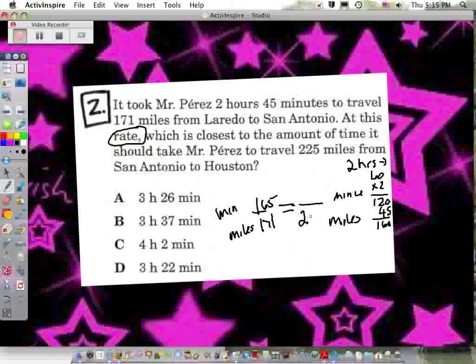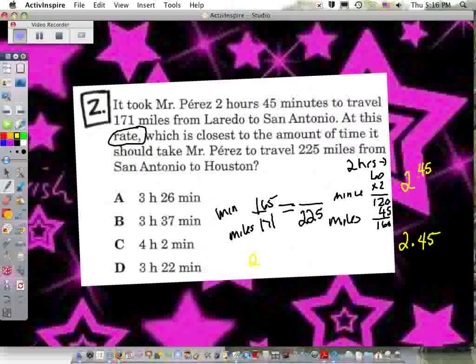You're going to put 225. You're trying to figure out how long it takes to get to Houston. All right, you cross multiply and divide. I'm going to show you a mistake that some of y'all have already made. Y'all put 2.45. This is saying that y'all think that you're converting this into a decimal, and you're not. 2 hours and 45 minutes is not 2.45.